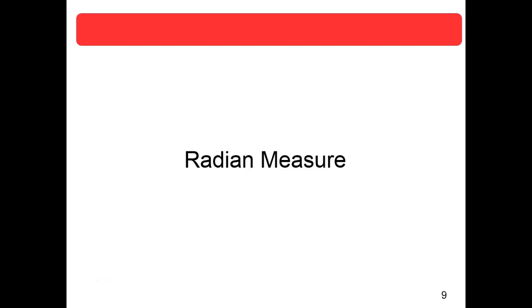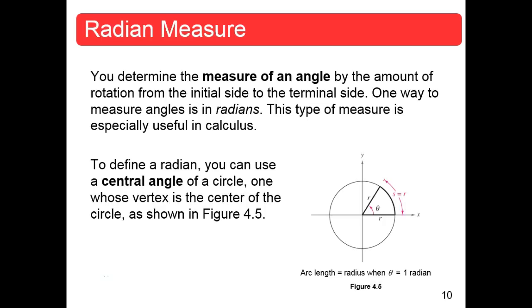Well, I asked the question before, what is radian measure? Y'all have some really good clues on it. You can determine the measure of an angle by the amount of rotation. That's no matter what you're using, that's what it is. The amount of rotation from the initial side to the terminal side, whichever way you're going. One way to measure that is in radians. This type of measure is especially useful in calculus. And I hope that's where you're all heading, right? Please say yes. So, you'll use radians almost exclusively in calculus.